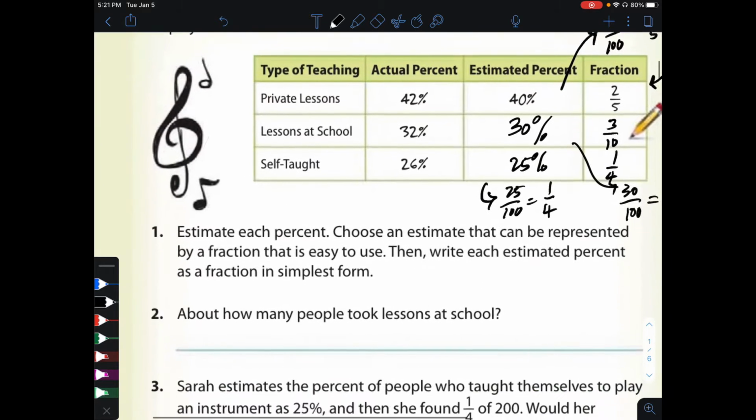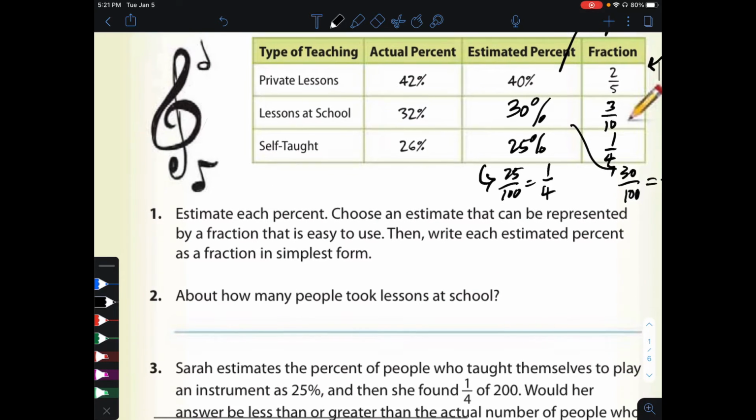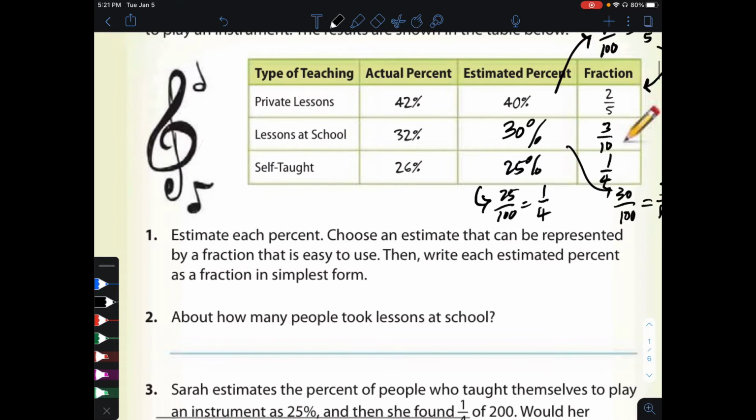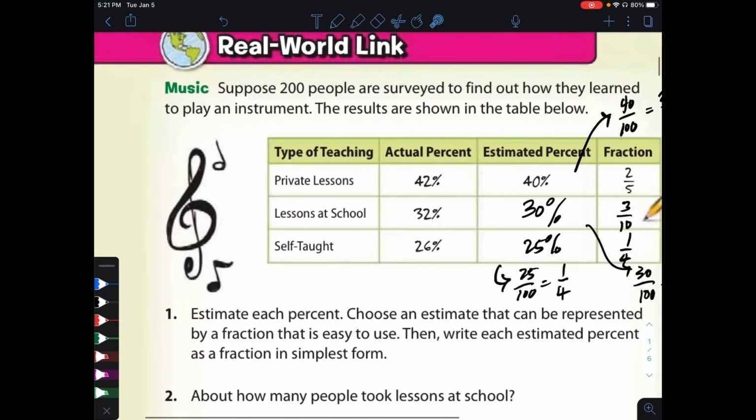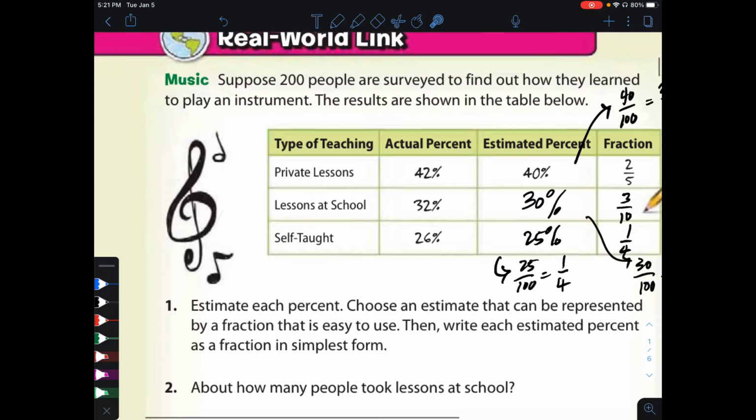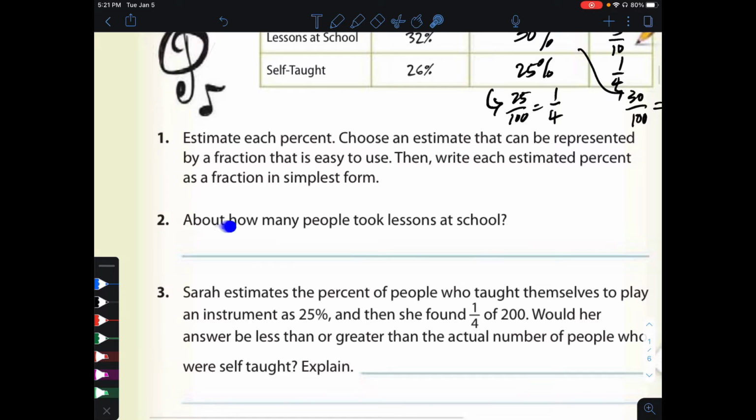Okay, so let's take a look at number 1. Estimate each percent. Choose an estimate that can be represented by a fraction that is easy to use. We just did that. Then write each estimated percent as a fraction in simplest form. We also did that in this column right here. Okay, so number 2, about how many people took lessons at school. Remember that there are 200 people. The word about tells us that we need to estimate.